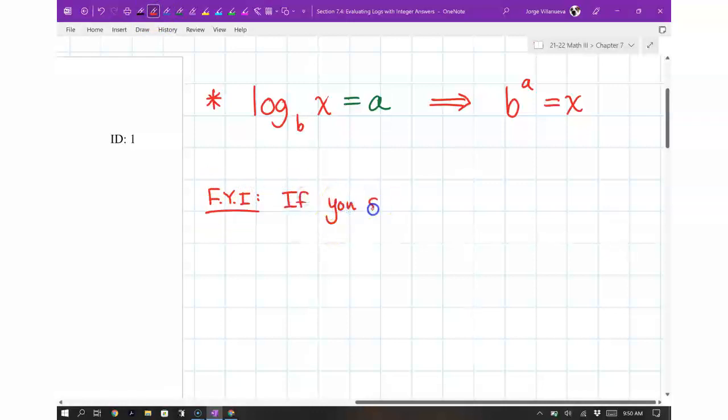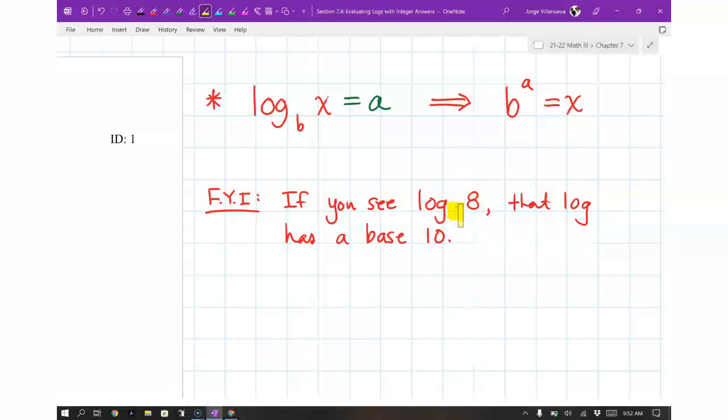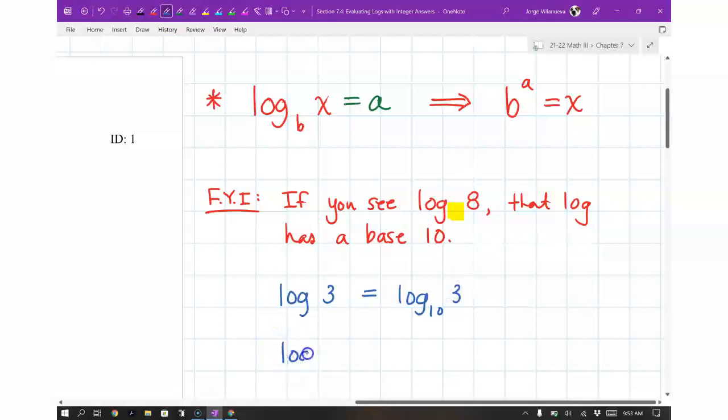If you see log of, I don't know, let's just put log of 8, that log has a base 10. I know you don't see it. It's supposed to be right there. I'm going to kind of highlight it, right? It's supposed to say 10, but it doesn't. If you ever see a log, right there where I highlighted, log of nothing and then of 8, there's no base, then it has a base 10. So in other words, if I write log of 3, that's really log base 10 of 3. That's the same thing as log base 10 of 3. If you see log of half, then that's the same as log base 10 of half.